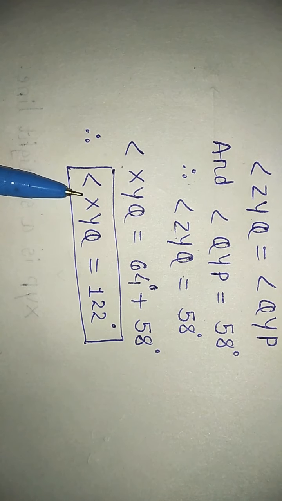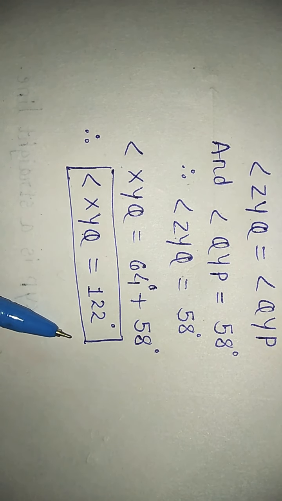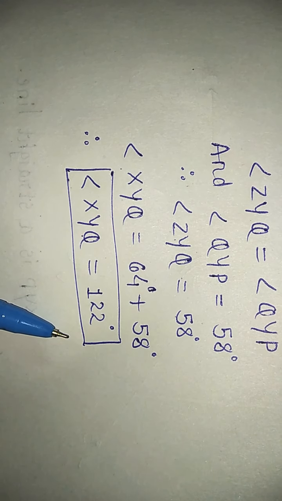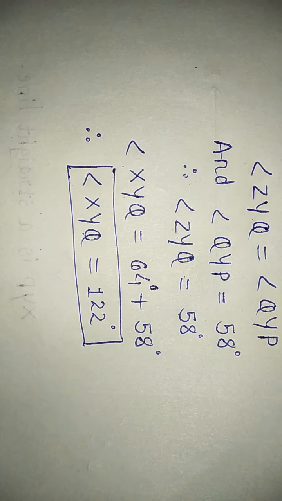We were asked to find angle XYQ, that we got as 122, and we were asked to find reflex of angle QYP, which we got as 302 degree. So here we completed question number 6.